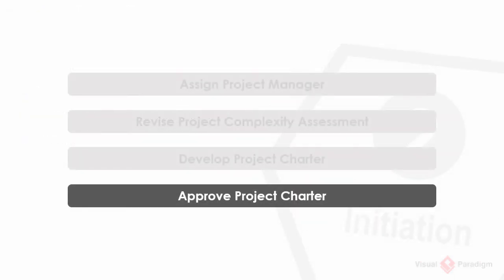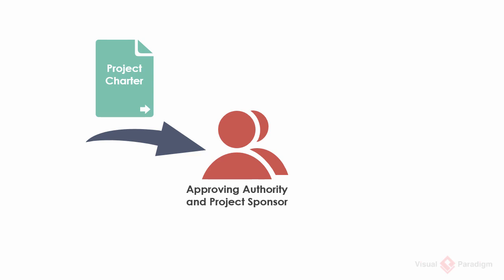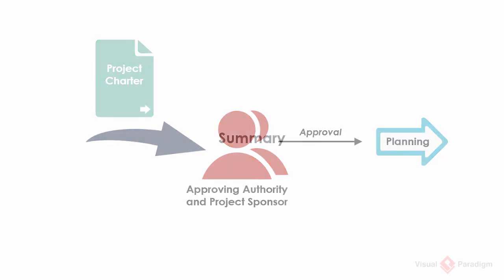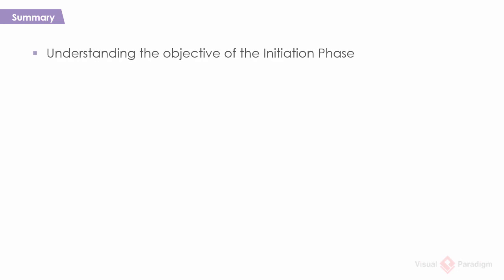Approval of project charter. A completed project charter will be approved by the approving authority and project sponsor. Their approval formally empowers the project manager to expend resources on the project and continue with the planning phase of the project. Before we carry on, let's have a quick summary of the initiation phase. You've learned the objective of the initiation phase, which involves the assignment of project manager, definition of project scope, and the development of project charter.